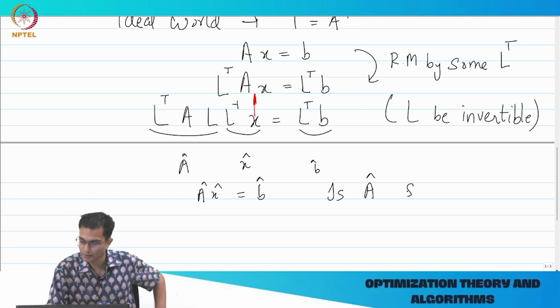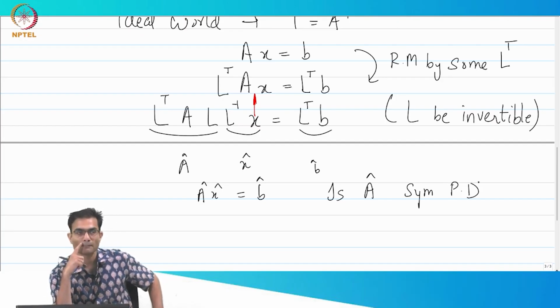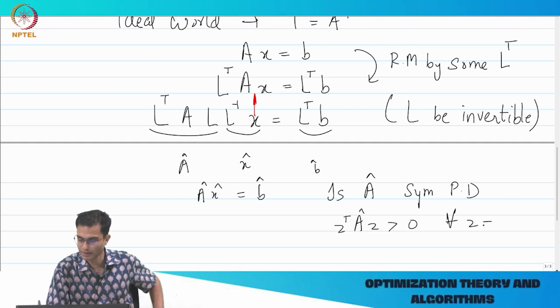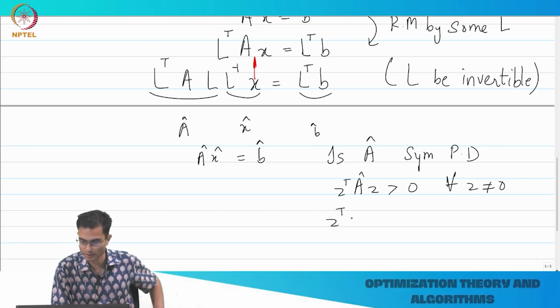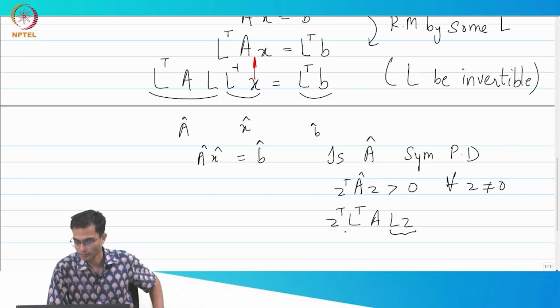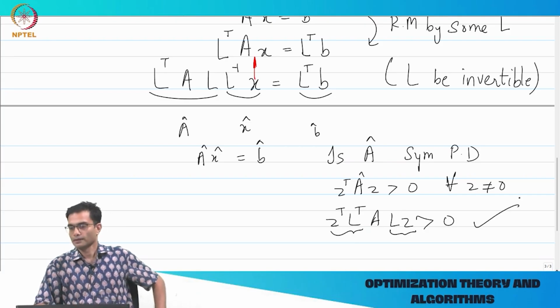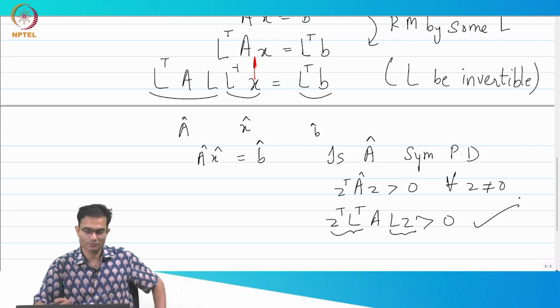Now, is A hat symmetric positive definite? To check positive definite, what do I need to do? I need to check Z transpose A hat Z should be greater than 0 for all Z not equal to 0. Is that the case? It is, right, because you can immediately see this will be Z transpose L transpose A L Z, and I can combine this. This is already greater than 0, right? So this is symmetric positive definite, perfect. And I don't care what B hat is, it's some new vector B hat.